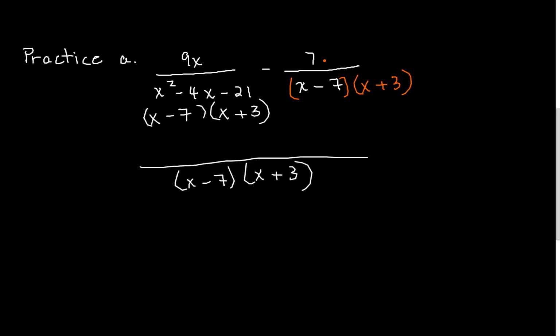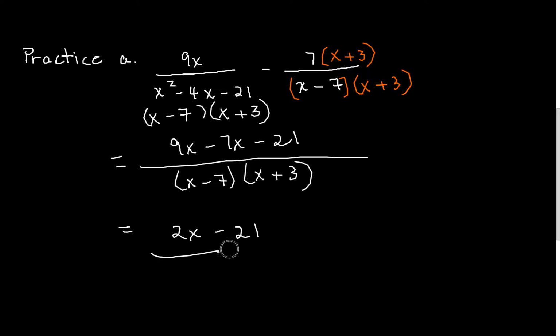Whatever you do to the denominator, you have to do the numerator. It's like multiplying by 1. And then we just distribute. So we get 9x minus 7x minus 21. And you can combine. So we're going to get 2x minus 21 all over x minus 7, x plus 3. Eventually you'll be factoring the numerator and crossing things out, but they started out easy for you. So that is it for lesson 101.